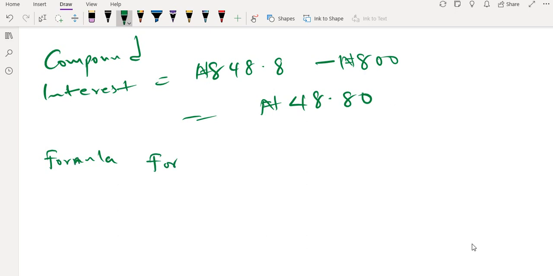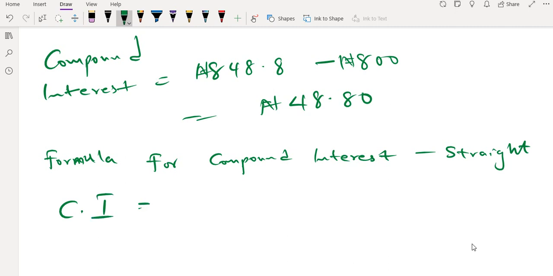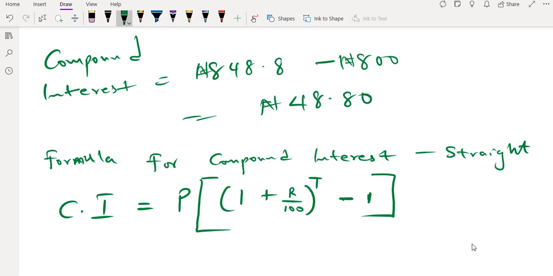Formula. Compound interest is principal multiplying, see what to multiply. You remember we had 1 plus the rate over 100, raised to the power of time. You remember this? But when you do this, you do minus 1 before you multiply with the principal. With this formula, we are going to add these two formulas to our formula archive so that we'll recite it and become better acquainted with it.